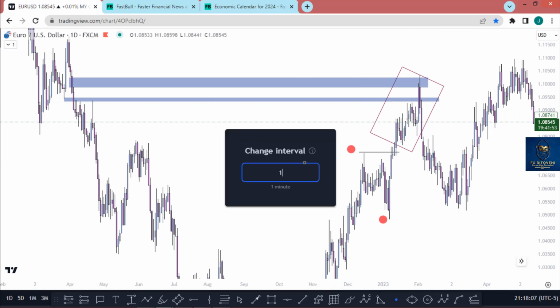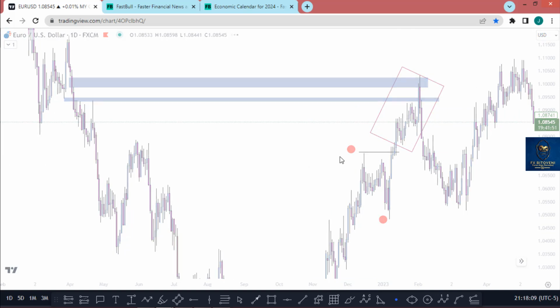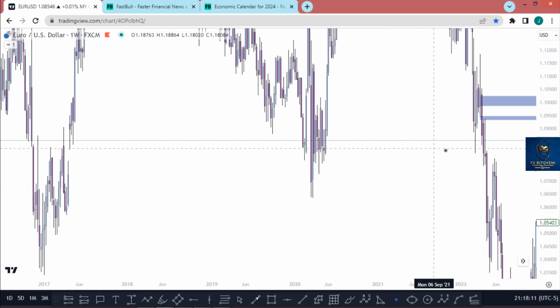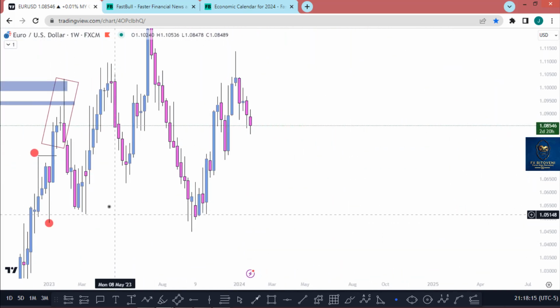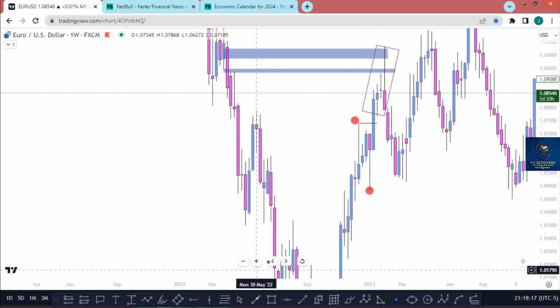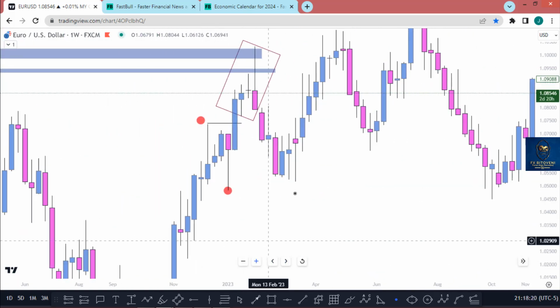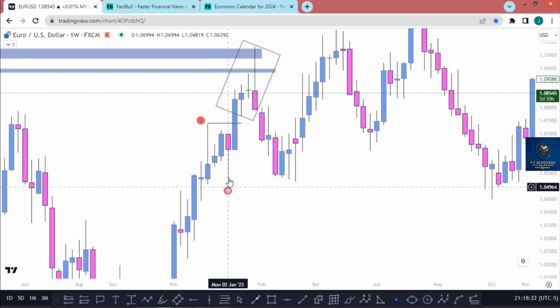So if you go back to the weekly time frame, you have to ask yourself, what do you have here? Do you have imbalance or do you have a wick? Focus on the start of the move from here. You have a strong wick rejection.